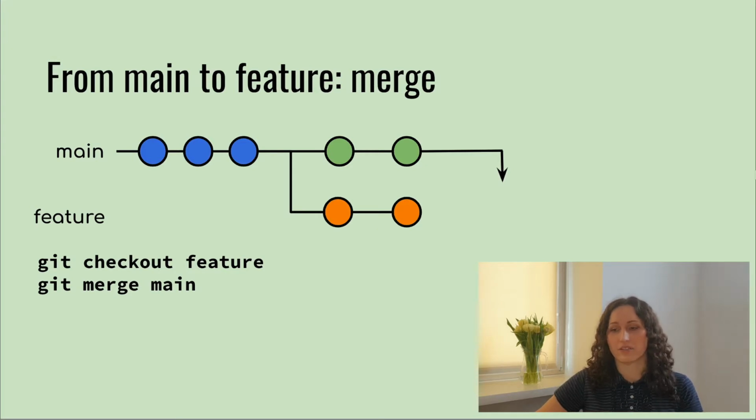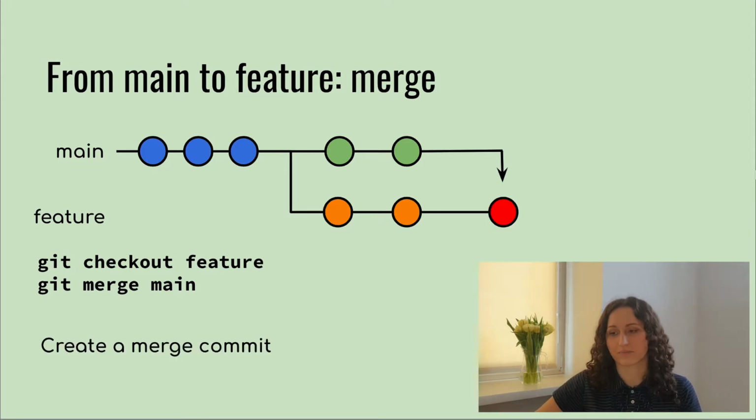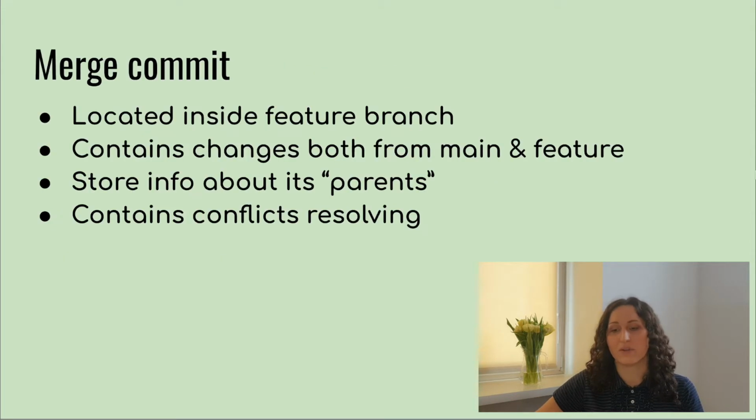First, we'll consider the case when we want to integrate fresh changes from the main branch into our feature branch. In this case, we need to check out our feature branch, git checkout feature, and after that just execute the git merge main command. That means that we want to merge the main branch into our feature branch. After that, the merge command will create a merge commit. It will be a new commit located in the feature branch and it will contain changes from both the main branch and the feature branch. So this is exactly what you wanted.